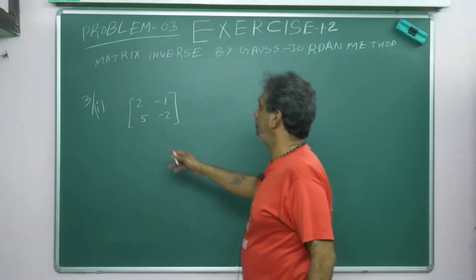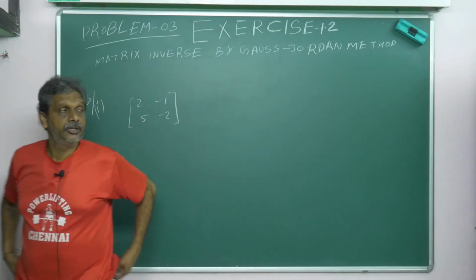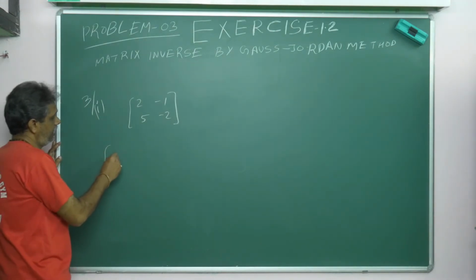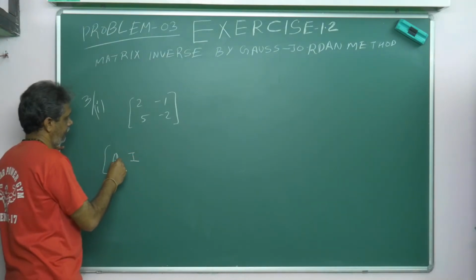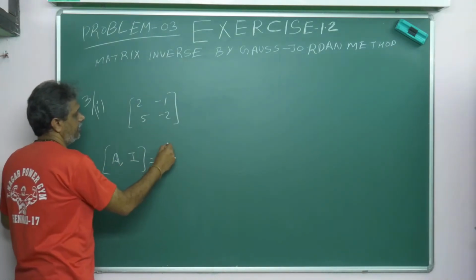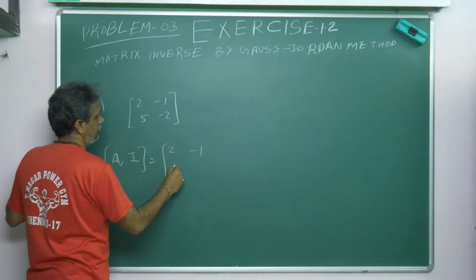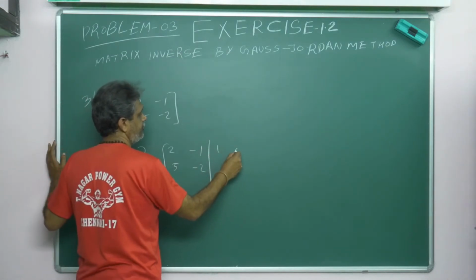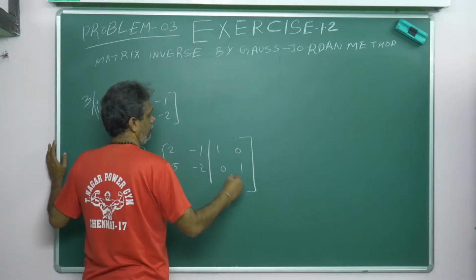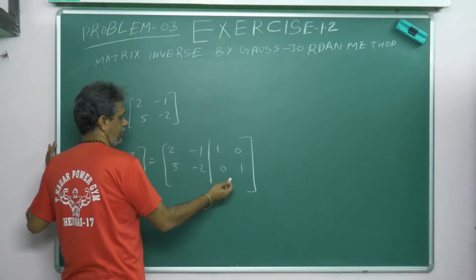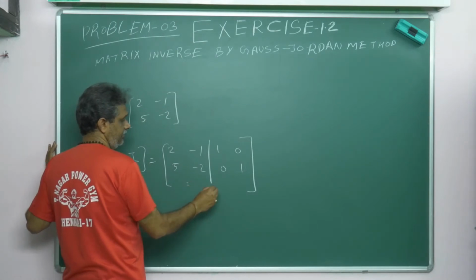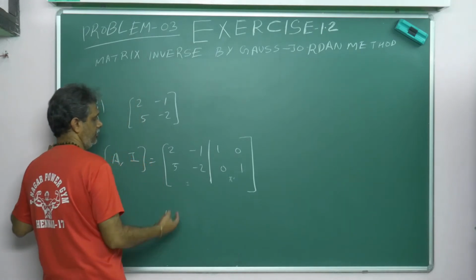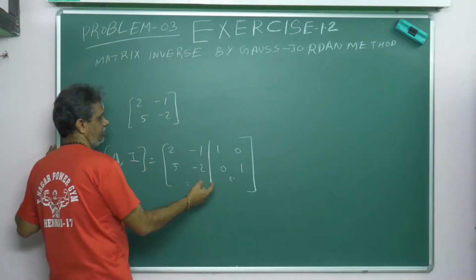They will give you a non-singular matrix, don't worry. Then what will you do? Now we can prepare the matrix A, I. Given matrix A is 2, minus 1, 5, minus 2. Draw one vertical straight line and write 1, 0, 0, 1. So this is A, this is I. Now slowly this I will change, and automatically it becomes A inverse, that is A inverse multiplied by I.